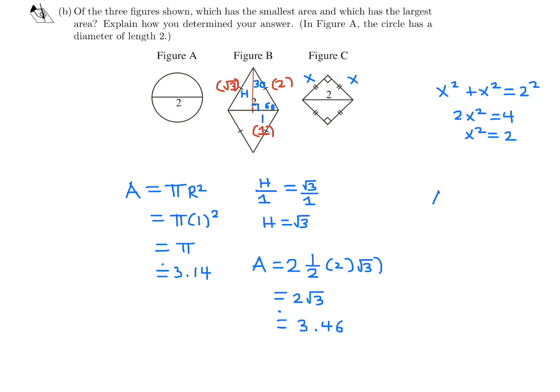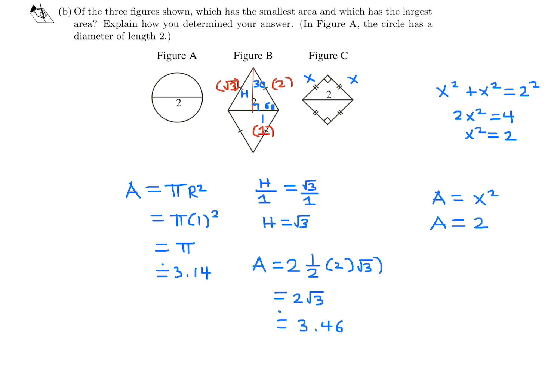Now the area is again 2 times 1/2 base times height, because there are two triangles that are identical. Or another way is to understand that this is a square, and the area of a square is just x squared. So that's 2.